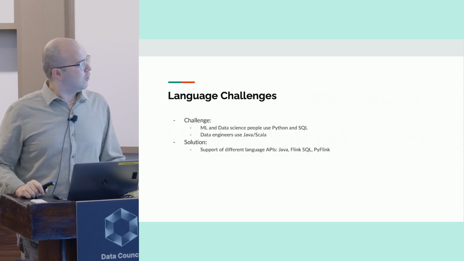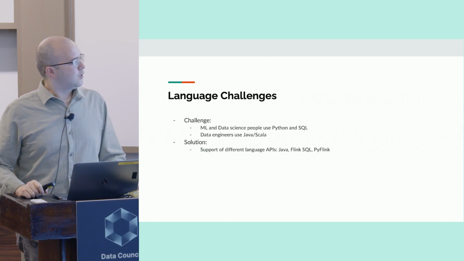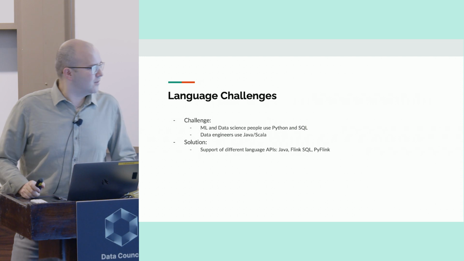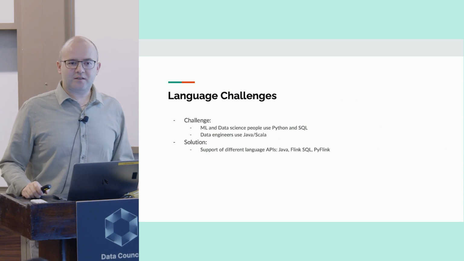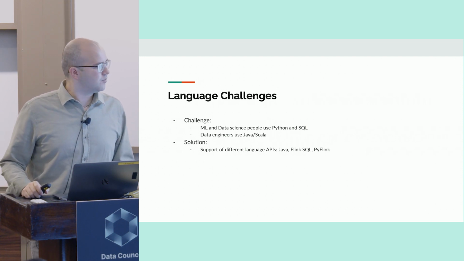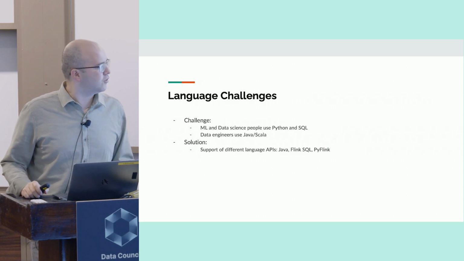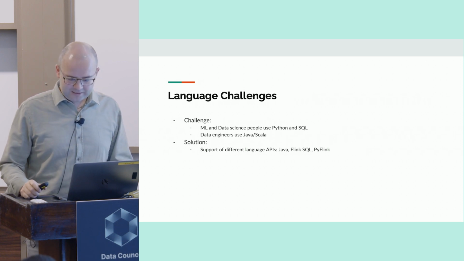So then your only option is Python or SQL support going forward to get those customers. And to accommodate this natural organic requirement from your customers, you need to provide 3 APIs of Flink: Java, Flink SQL, and PyFlink basically.